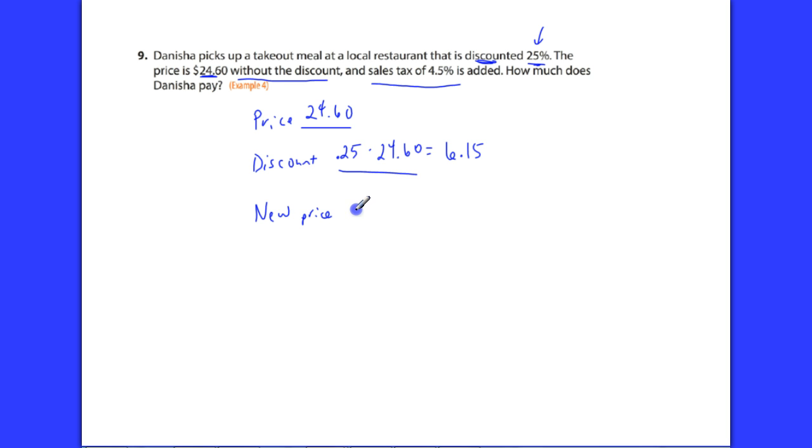is $24.60 minus $6.15, and that equals $18.45. Okay, so that's the price without the tax. So now we have to add the tax back in. See how they said now you have to add 4.5% of sales tax?